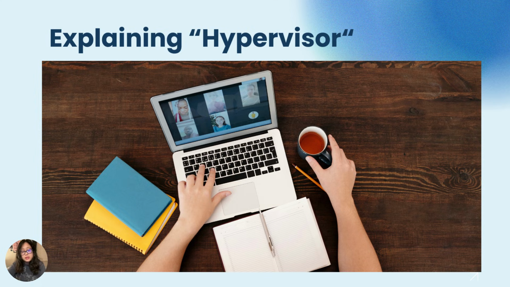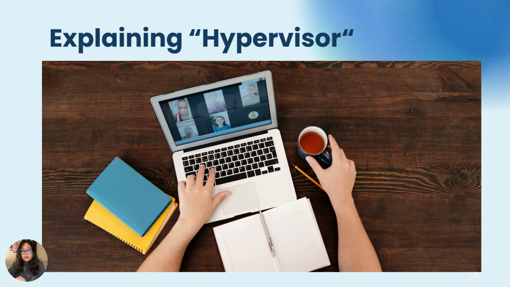There are two types: Type 1, the bare metal hypervisor, and Type 2, the hosted hypervisor. Type 1 is installed directly on physical hardware with no underlying OS in between. One of the examples could be Microsoft Hyper-V. These are faster and used mostly in data centers and enterprise environments because they talk directly to the hardware.